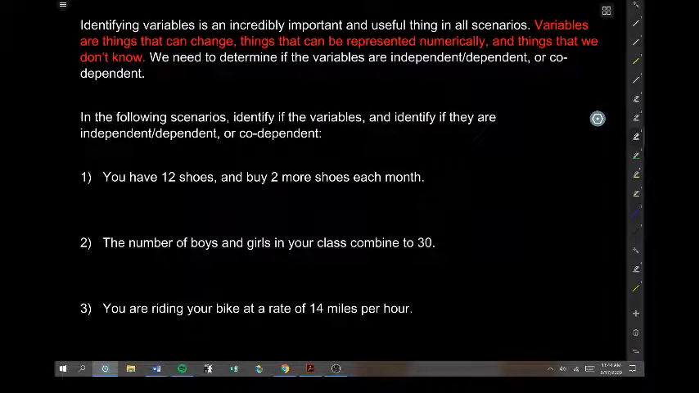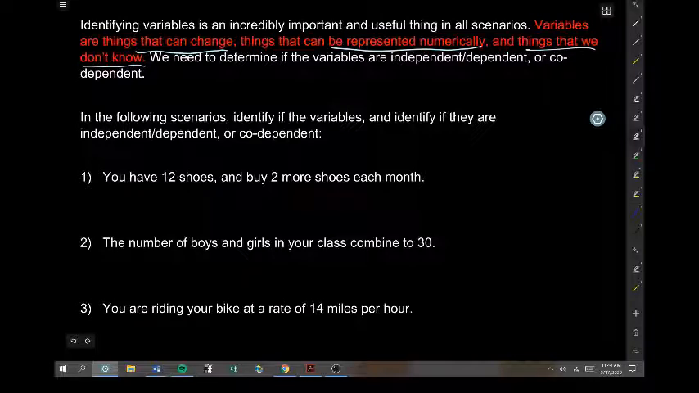Identifying variables is an extremely important and useful thing in these scenarios. Variables are things that can change, meaning could be 6, could be 8. Things that can be represented numerically, so it can't just be cookies, it has to be number of cookies, or weight of cookies, or age of cookies, but not just cookies. And it's things that we don't know.